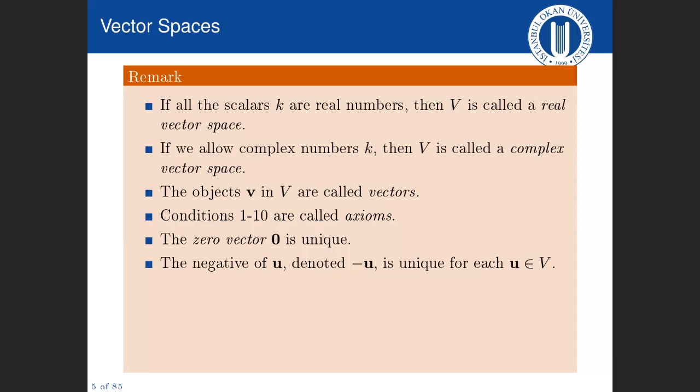It's possible to show that the zero vector is unique, and it's possible to show that the negative of u, the one we write as minus u, is unique for each u in V. The number 0 multiplied by the vector u must give us, or does always give us, the zero vector. Let me just pause here to emphasize. The first 0 is a number, and the second 0 is the zero vector.